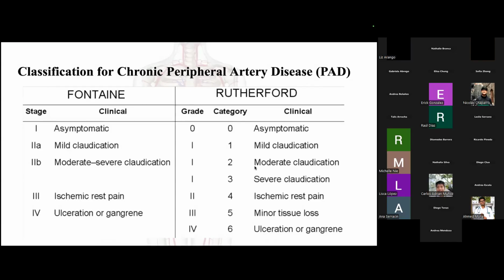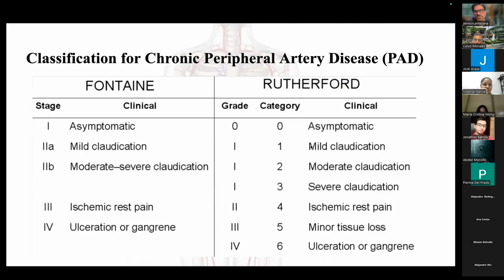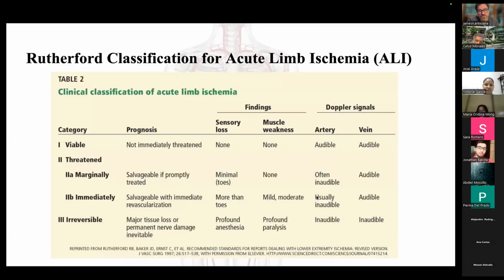So in your Rutherford category, 0 or grade 0, the patients are asymptomatic. Category 1, mild claudication, 2, moderate claudication, 3, severe claudication. So now you've got a little more fine-tuned classification, I believe. Class 4 or category 4 or RC4 is when you now have critical limb-threatening ischemia, 4 to 6. 5, minor tissue loss, and then 6, ulcerations or gangrene with major tissue loss.